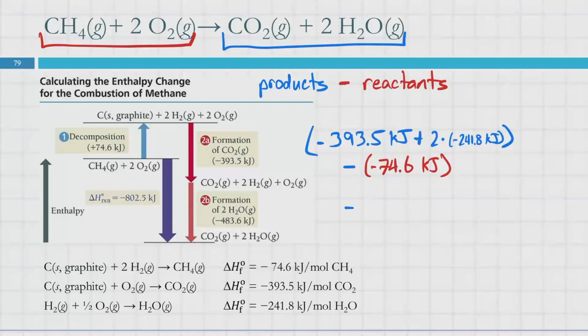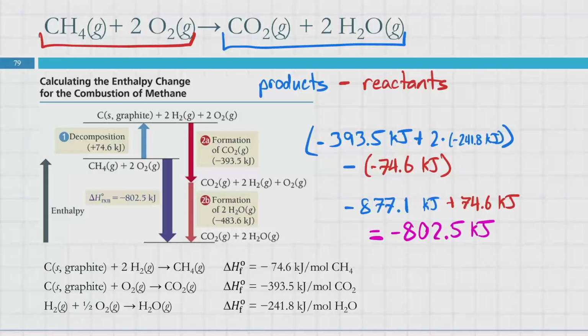So for our products, the total is negative 877.1 kilojoules. And because this is a negative and we're subtracting it, it turns into a positive. So we're adding 74.6 kilojoules. So our overall delta H for the reaction is negative 802.5 kilojoules.